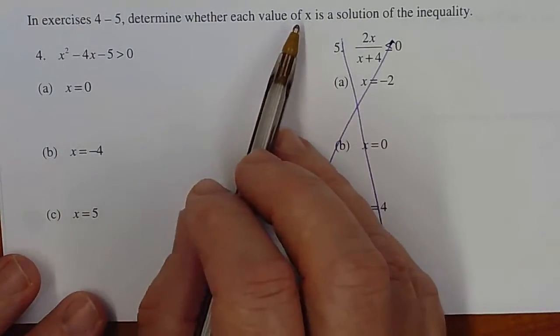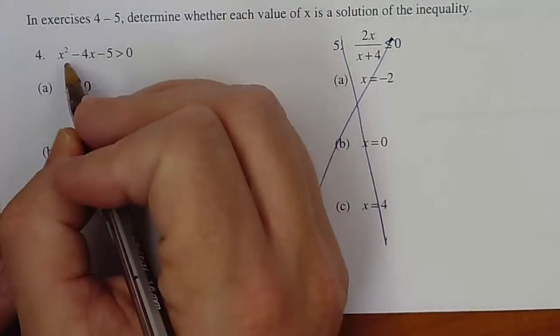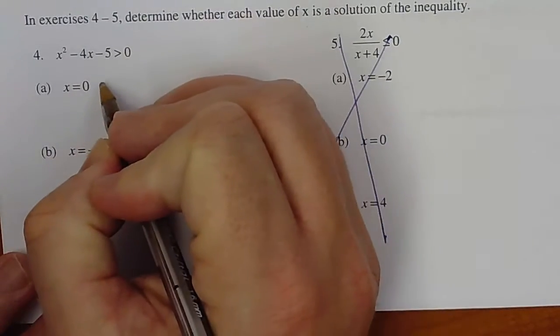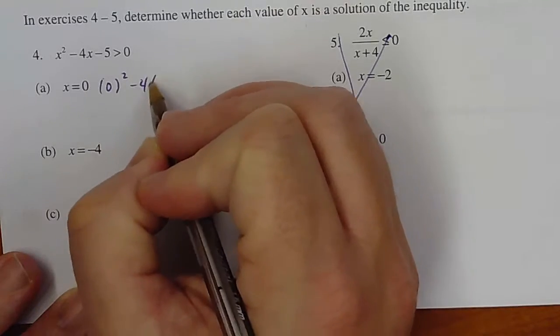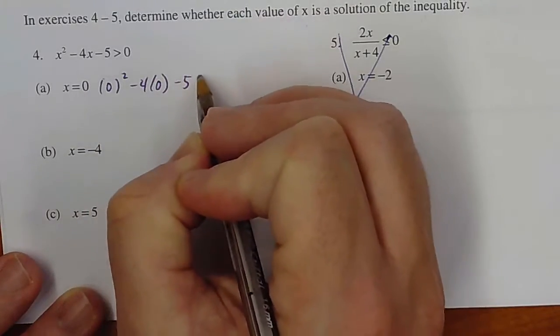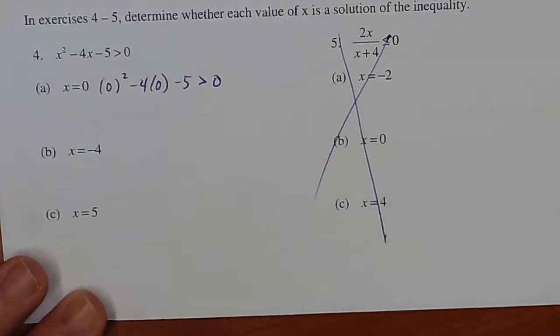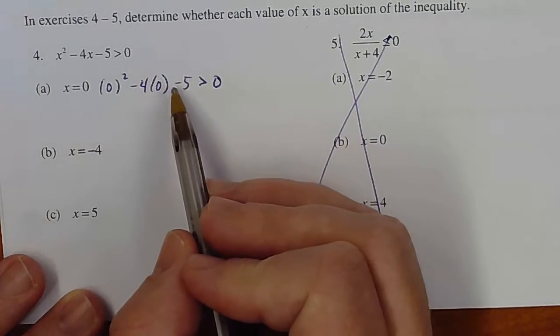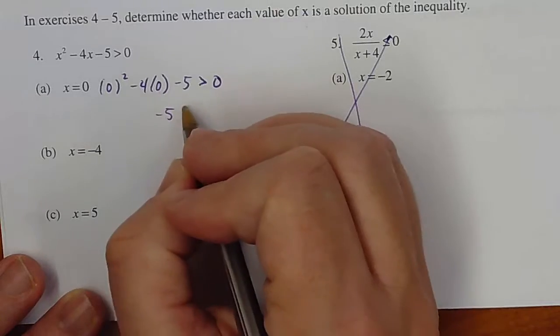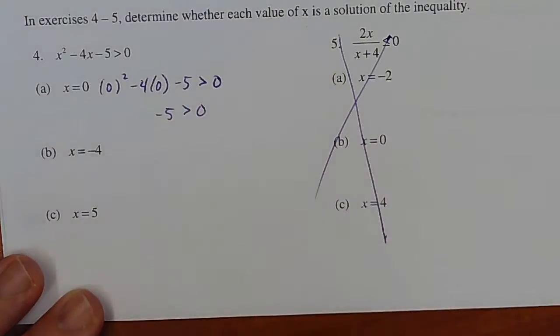Okay, so to determine if this is a solution, we're going to plug 0 in here. And I'm going to do this. 0 squared minus 4 times 0 minus 5 is greater than 0. Do the math. I get 0. Take away 0. 0 minus 5 is negative 5. Is that greater than 0?